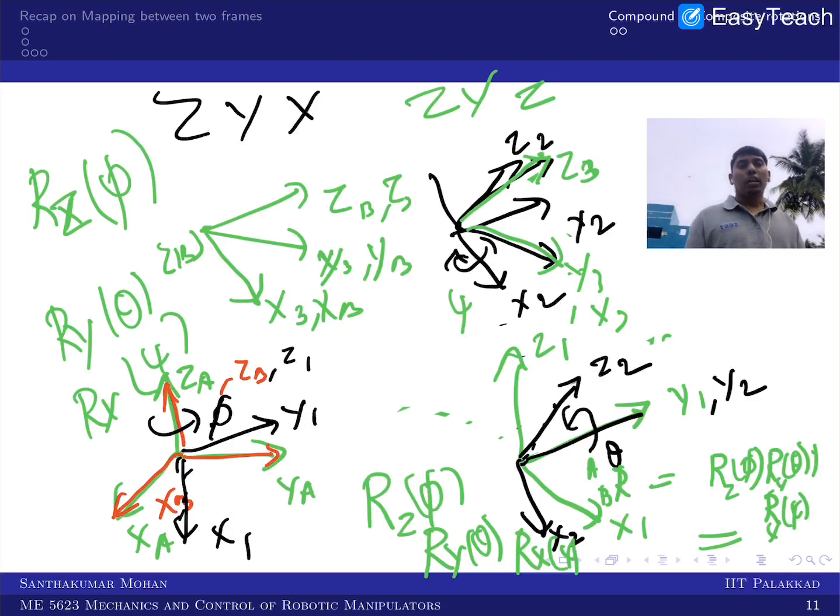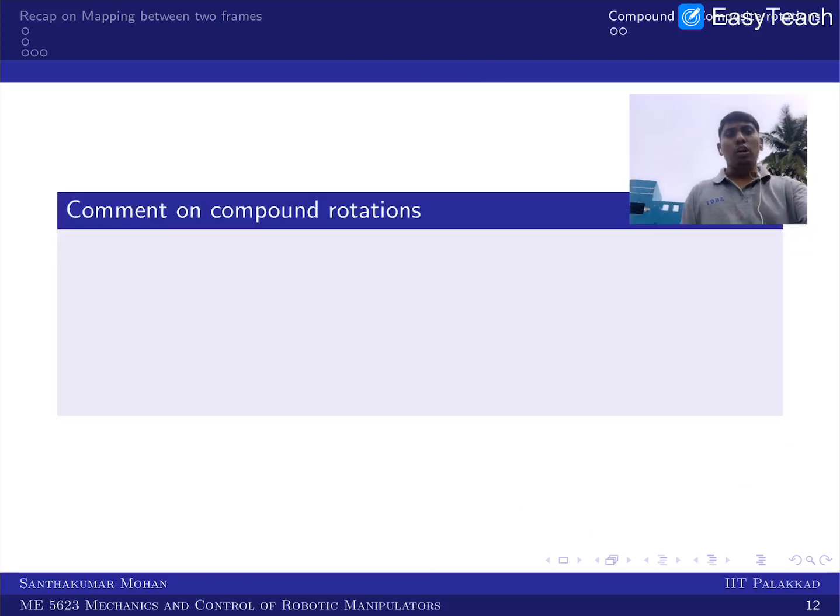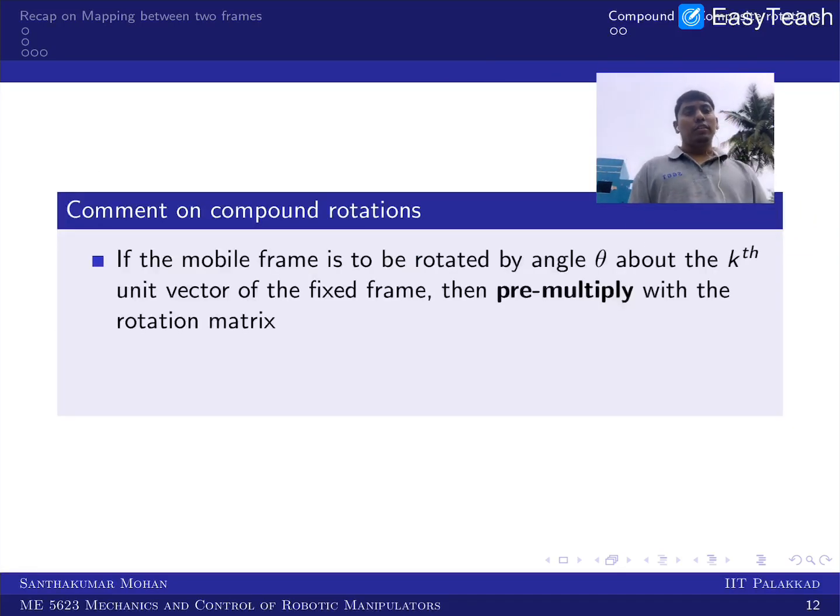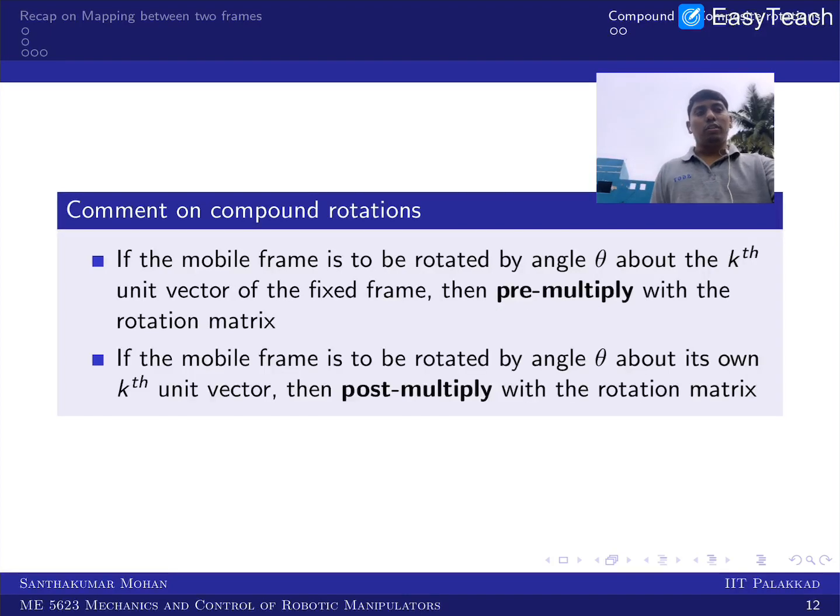What I wanted to tell here is this. If you talk about compound rotation, if it is a mobile frame rotating about the kth unit vector of the fixed frame with an angle theta, then you pre-multiply. Whereas if it is the other way around, you post-multiply. That is the major aspect you need to know. With that I am completing this one small lecture on composite rotation.